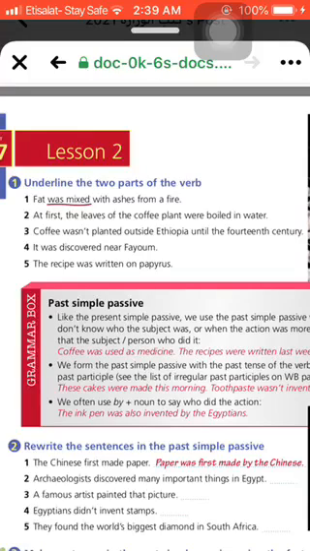Number 4: It was discovered near Fayoum. We are going to underline here was as the first part of the verb and discovered as the second part of the verb. Number 5 and the last one: The recipe was written on papyrus. We are going to underline the first part of the verb, which is was, and the second part of the verb, which is written.